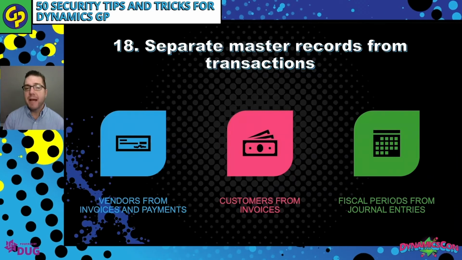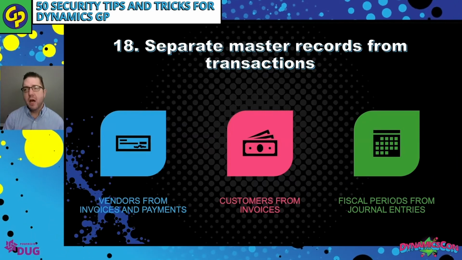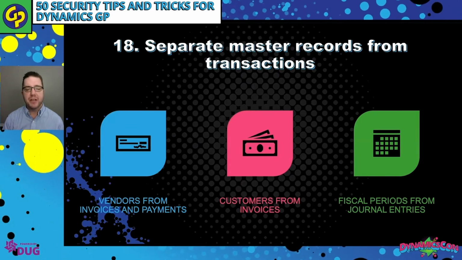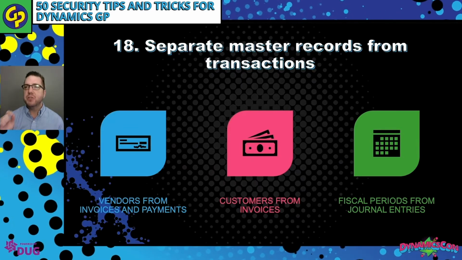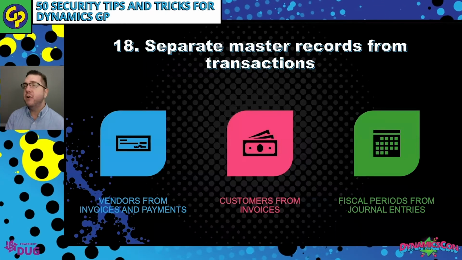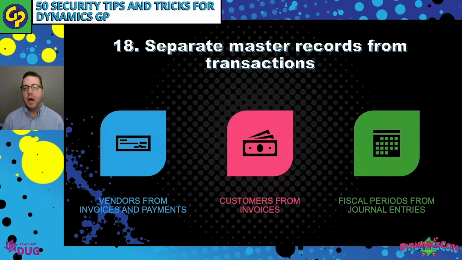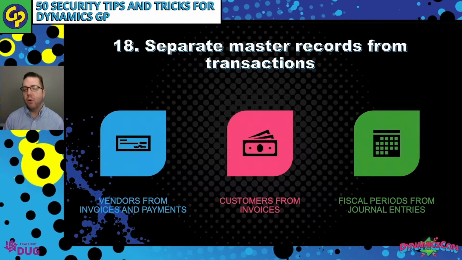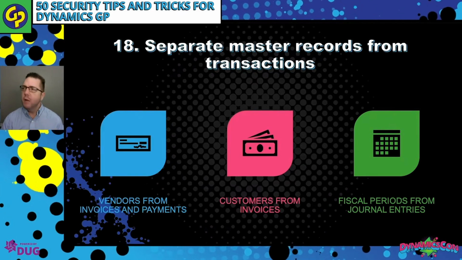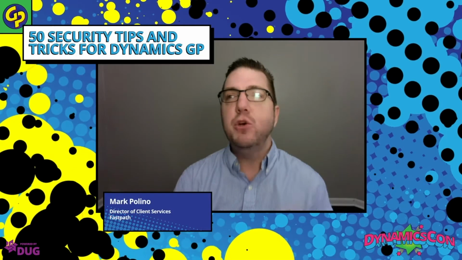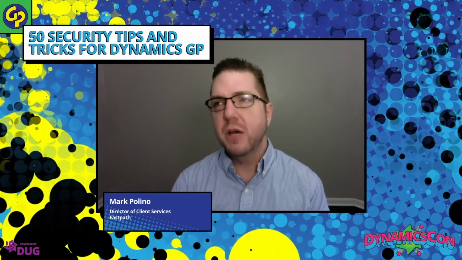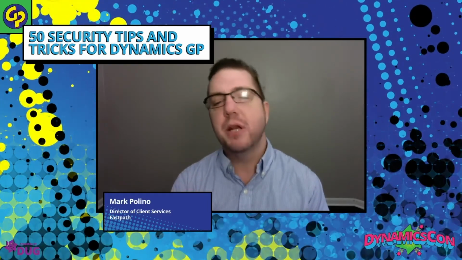18, separate master records from transactions. And this is a great tip. If you can take someone and carve them out of transactions and say this person does customers, and this person maybe does vendors, but they don't do any transactions, that's a great way to do that. Or folks who can change a fiscal period can't change a journal entry. We'll talk a little bit more about this. If you can get this right, if you can separate master records from transactions, you will be safer than 80% of the people out there.